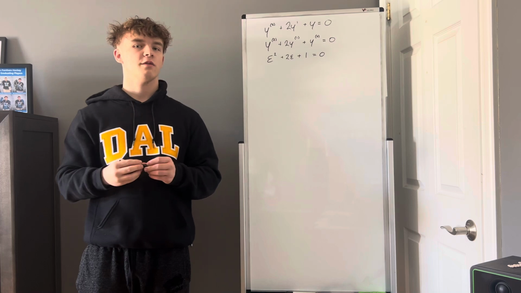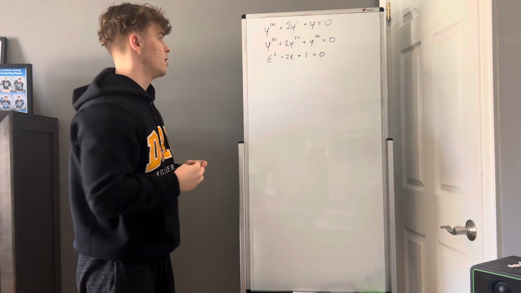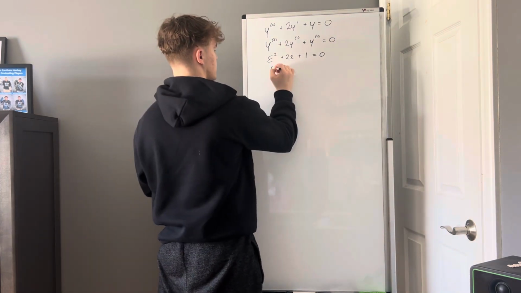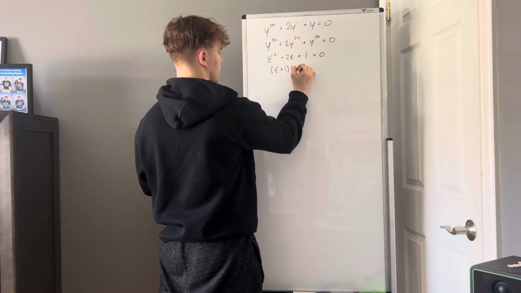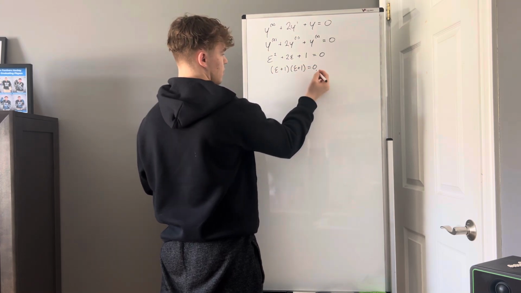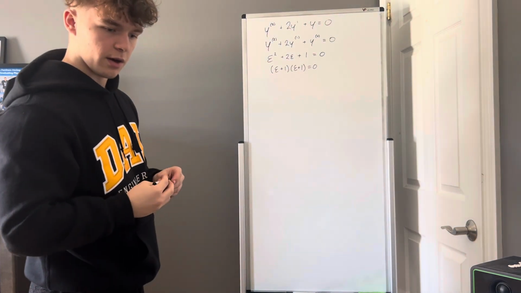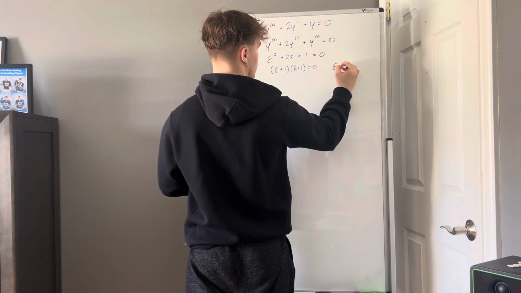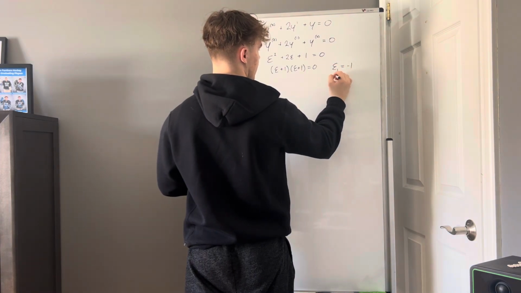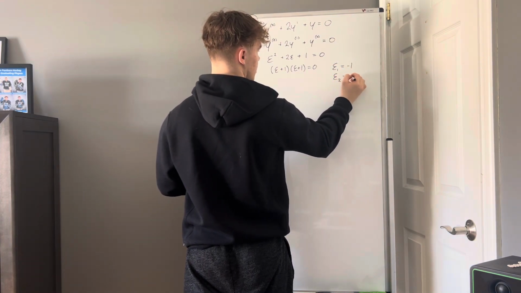And now we just solve for epsilon. What we're going to get is epsilon plus 1 times epsilon plus 1 equals 0. Or in other words, we have epsilon 1 equals -1, and epsilon 2 equals -1 as well.